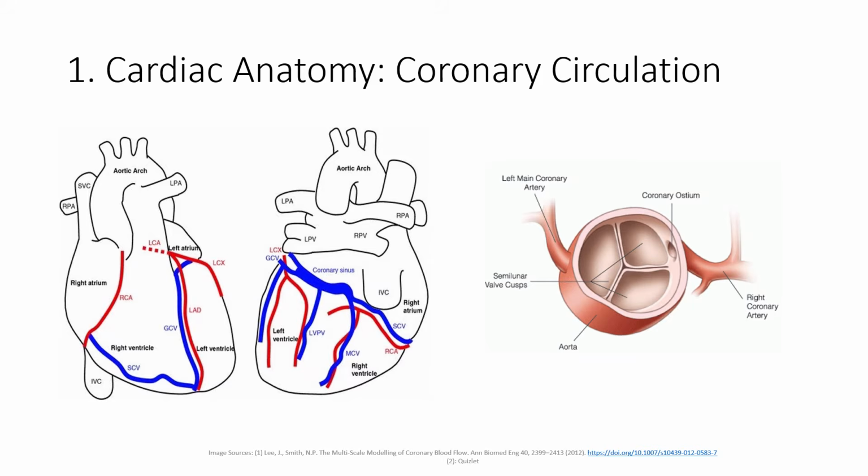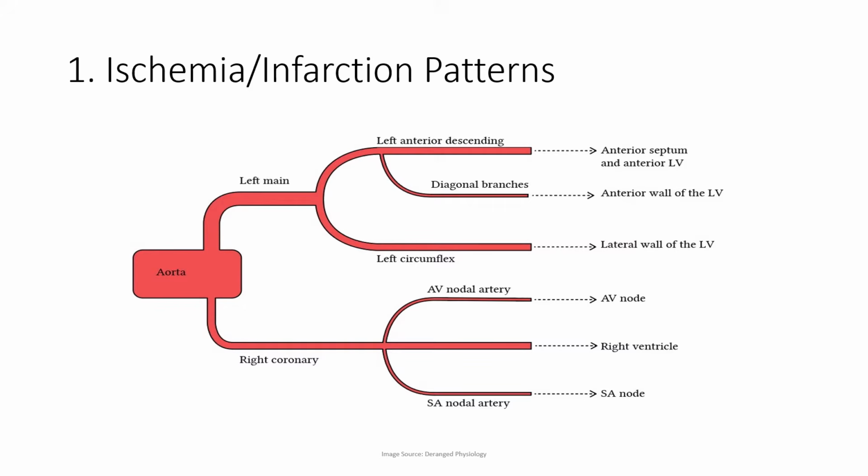The RCA most commonly supplies the SA and AV nodes. This is important because inferior wall MIs are more commonly associated with bradycardia and heart block. A common application of this knowledge for your test will be to produce ischemia in an EKG lead and ask what regional wall motion abnormality or symptom the patient might have. You can map these to these different territories, and the schematic below is showing you that.